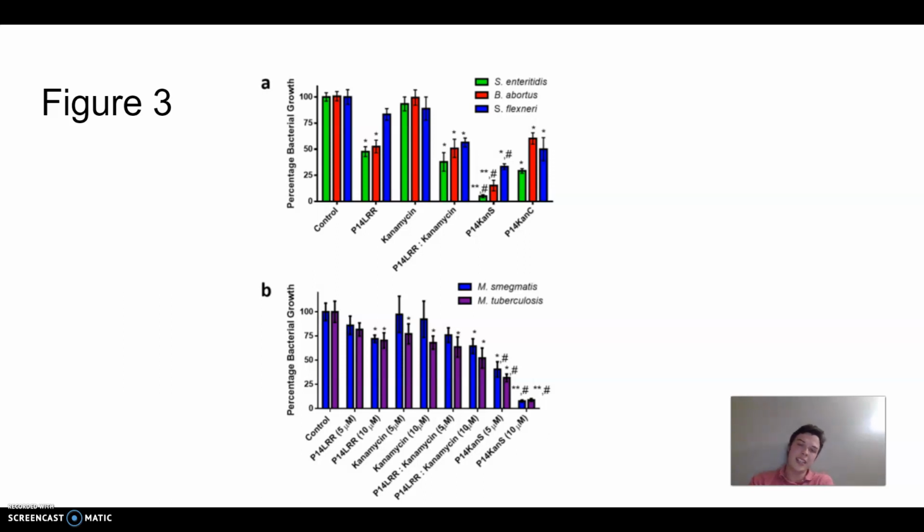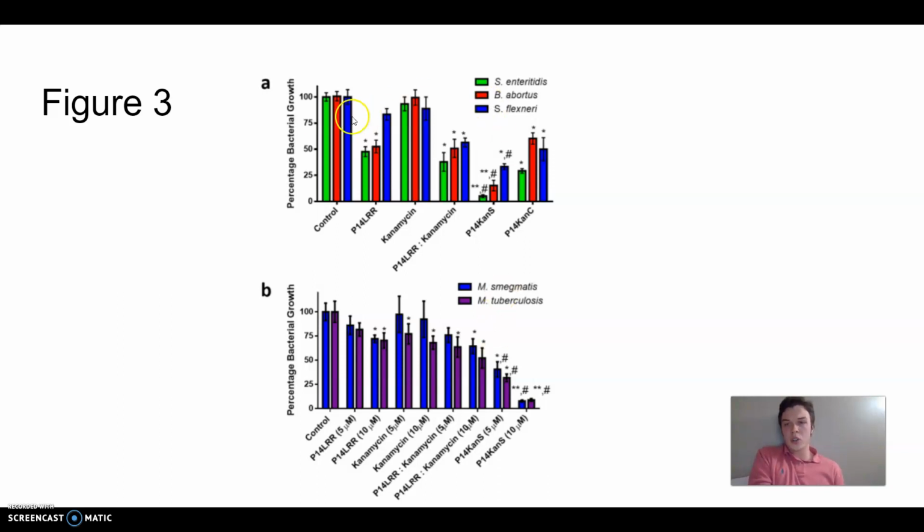they wanted to see the ability of the P14 CAN-S and CAN-C to rid intracellular pathogens from macrophages. The intracellular pathogens used were S. enteriditis, B. abortus, S. flexneri, M. smegmatis, and M. tuberculosis. The activity of these conjugates was then compared to the individual components and a 1-to-1 mixture of P14LR and kanamycin.